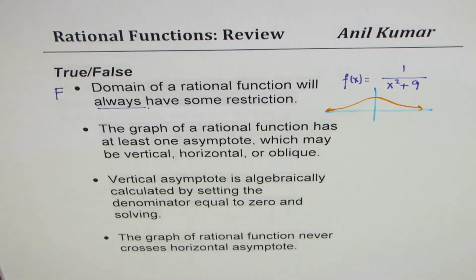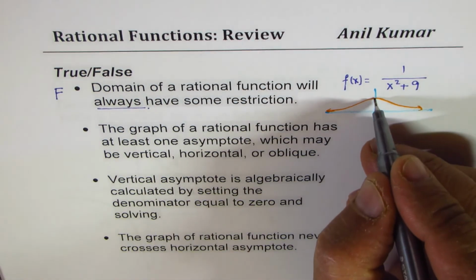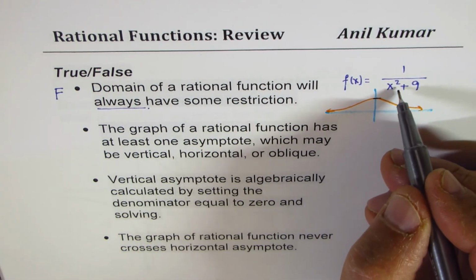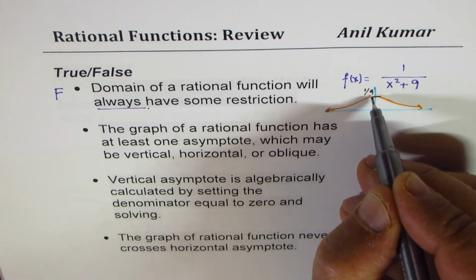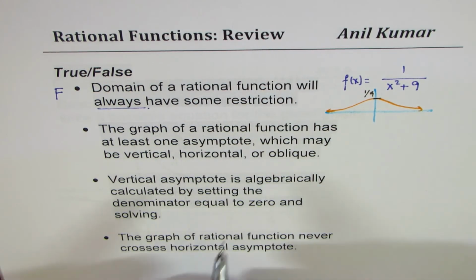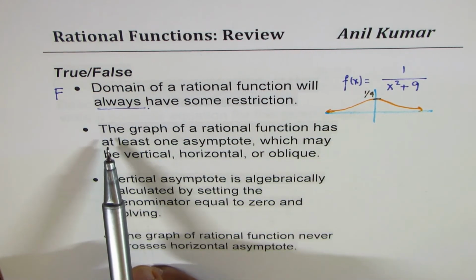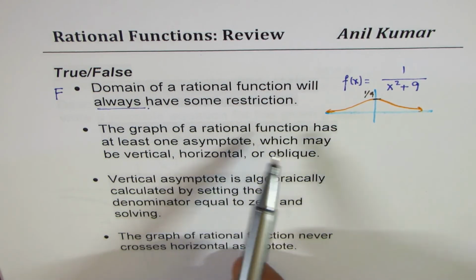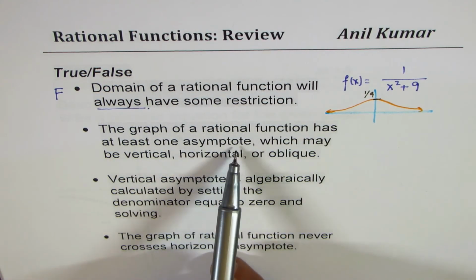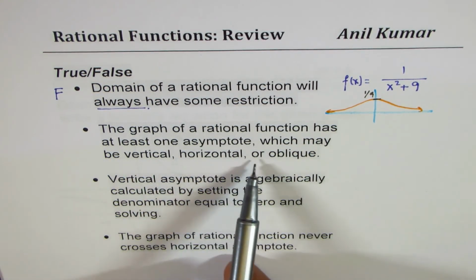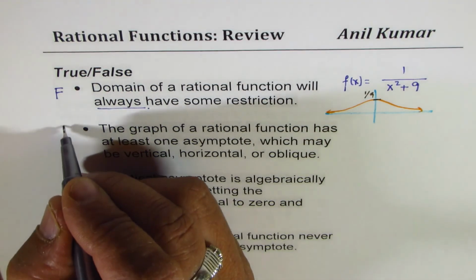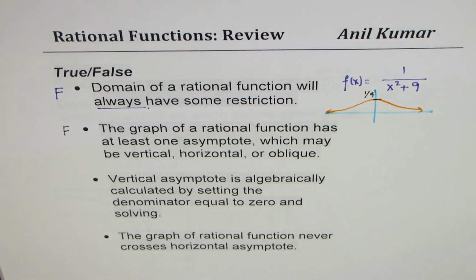The domain is all real numbers, and this position will be, if I substitute x equals 0, I get 1 over 9. Do you get the idea, right? So it is false. Second is, the graph of a rational function has at least one asymptote which may be vertical, horizontal, or oblique. This statement is also false.